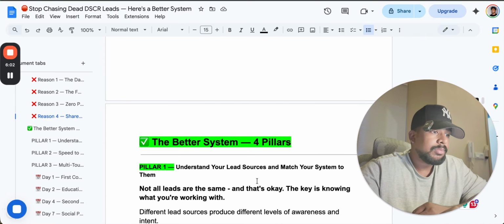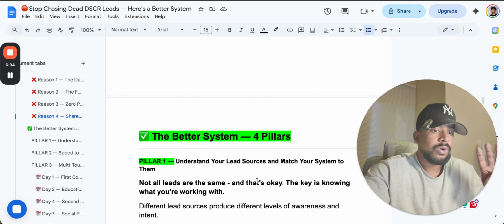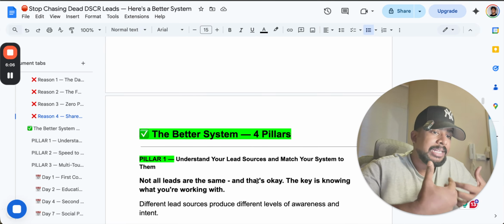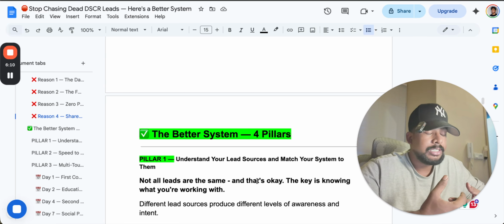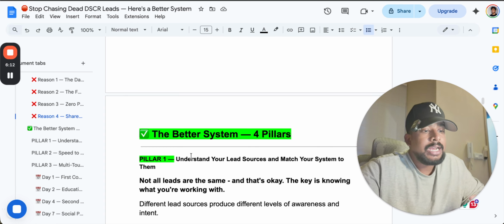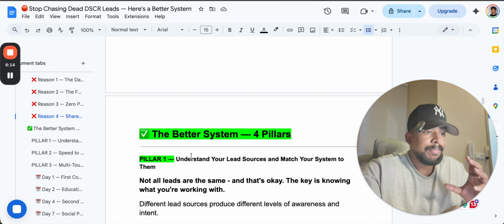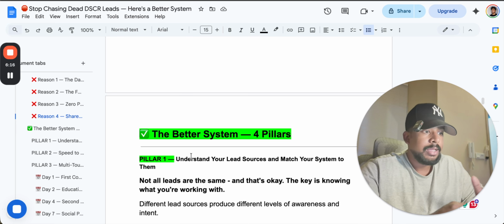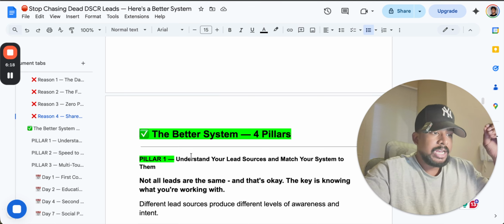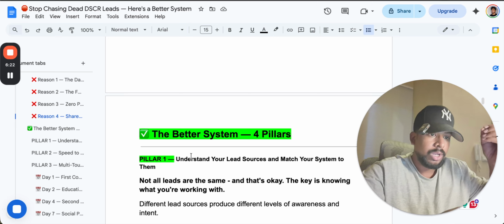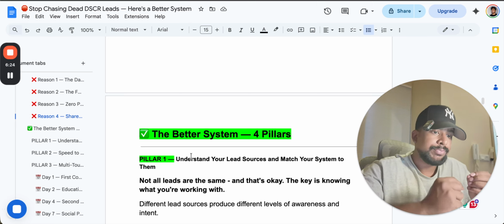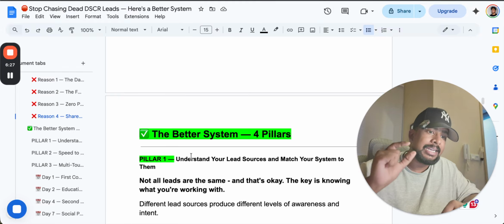All right. And here we have the 4 pillars to build a better system to generate high quality DSCR mortgage leads. Number 1, understand your lead source and match your system with that. See, not all leads you get will be the same, and that's okay. The key is knowing what you're working with. Many loan officers have this problem. They deal with every lead the same way.